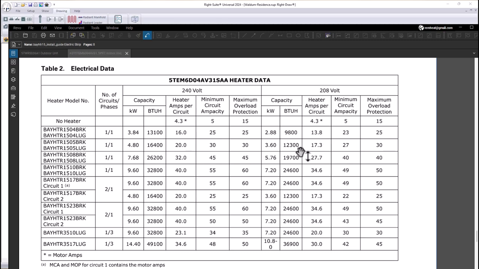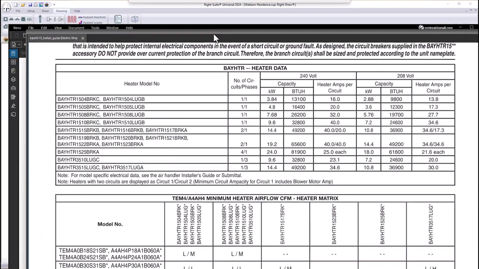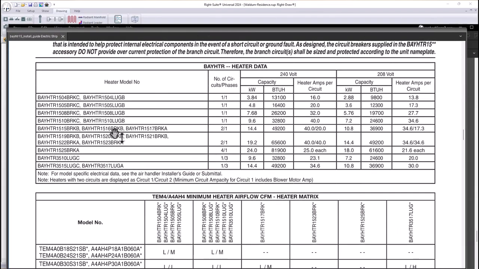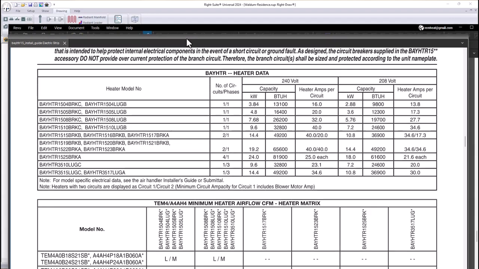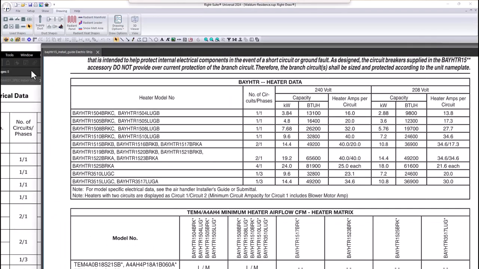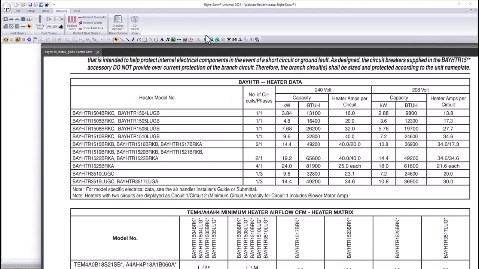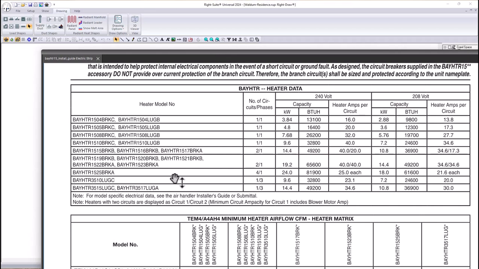Let's go and double check on the installation guide. I'm going to grab the installation guide to this side, and it says for a heater, let's go here, there you go, BAHTR 1517, number of circuit phases 2/1, 208, 1008, right? So I'm going to follow this electric strip, and then I'm going to update my table. It says BAHTR 1517.